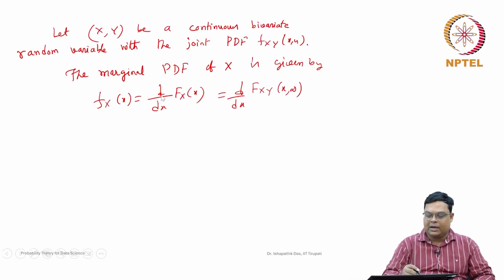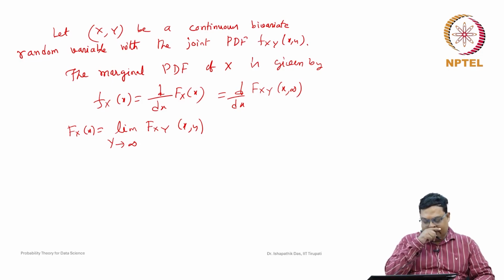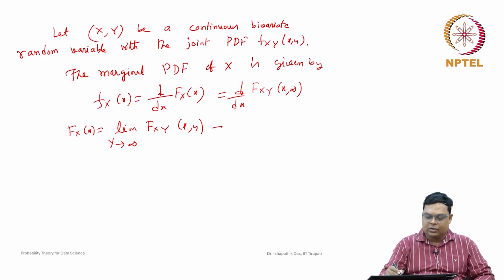So, first of all you find what F_X(x) is. F_X(x) is nothing but the limit as y goes to infinity of F_XY(x,y). Now, F_X(x) is known to us. Suppose we want to find the differentiation of this. This is nothing but the limit as y goes to infinity of the probability that X is less than or equal to x, Y less than or equal to y.